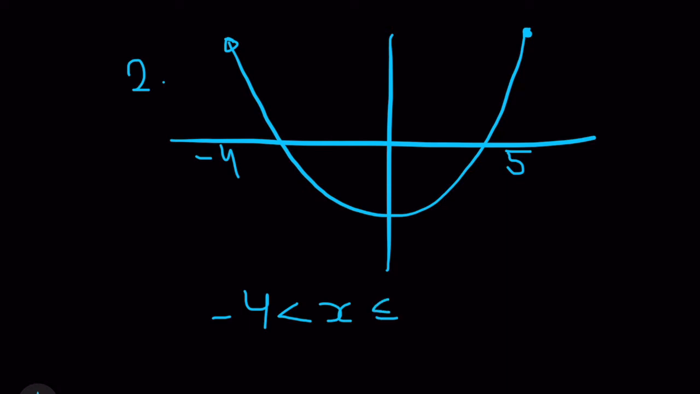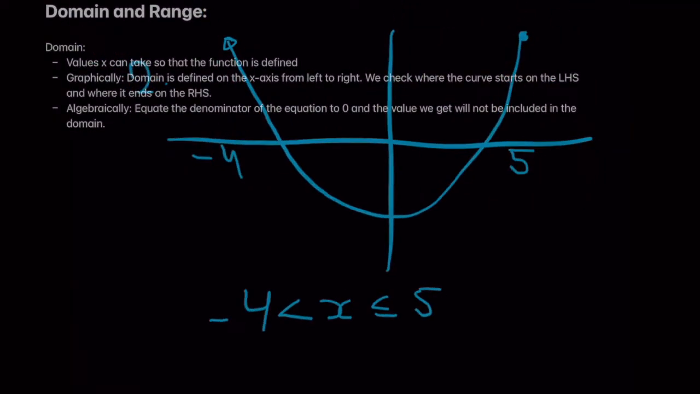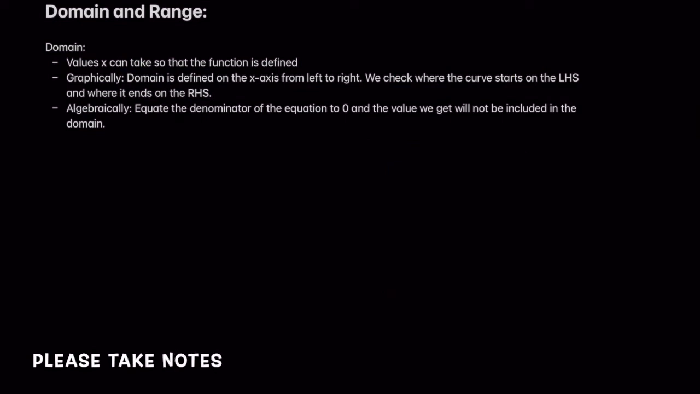Now why is that greater than and less than or equal to? Less than or equal to is because of the closed circle, the value is taken into consideration, whereas there's no equal to on the first side because it's an open circle, the value isn't taken into consideration. Now that we know how to find the domain graphically, let's do it algebraically.